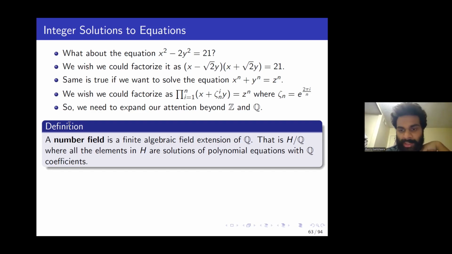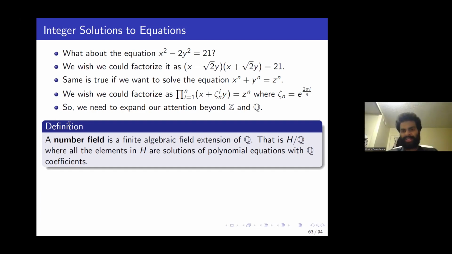Okay, I'll give an example. No, I didn't give an example. An example would be Q adjoin root 2, the elements of the type a plus root 2 b I mentioned earlier. That would be a number field, because all the elements in that field are roots of polynomials with rational coefficients.